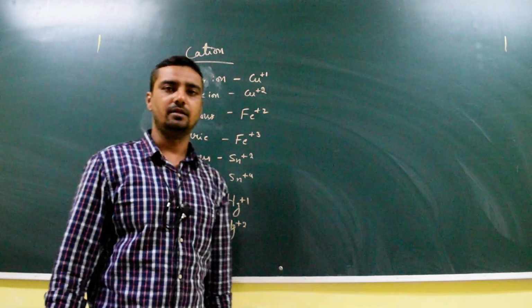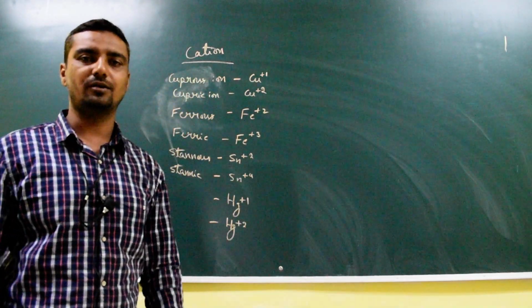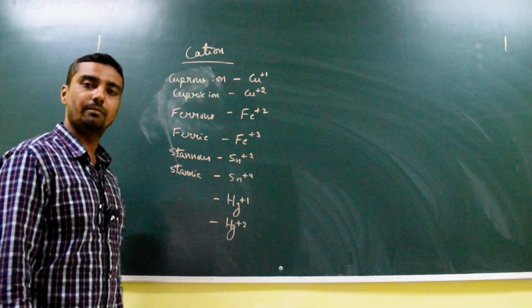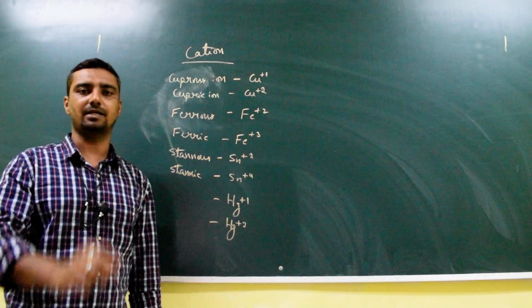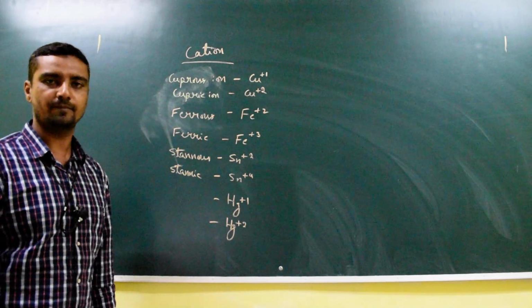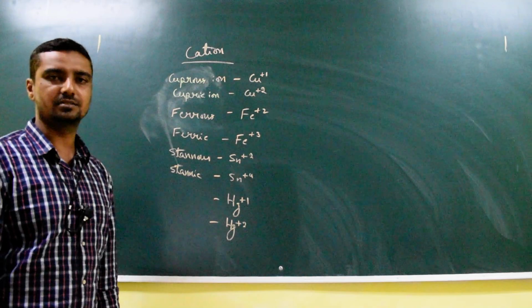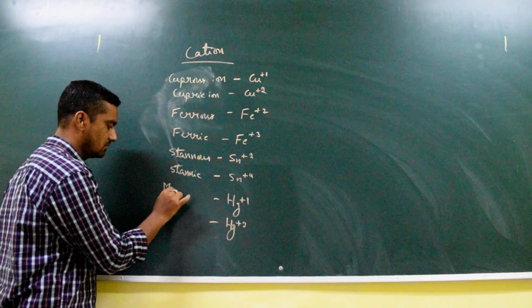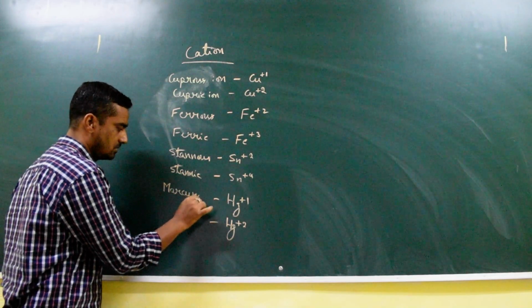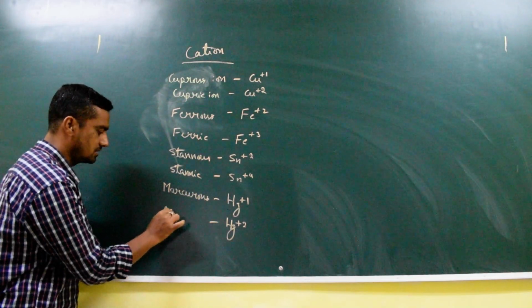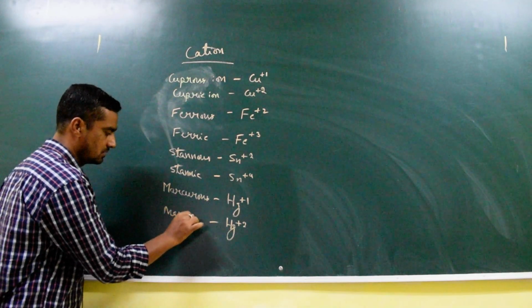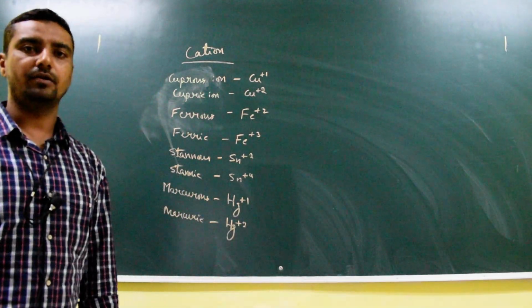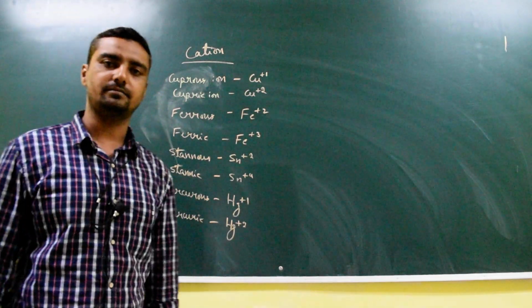One more: Hg+1 and Hg+2, right? Hg is nothing but mercury. You have seen it in a thermometer. Mercury is the only liquid metal. Remember, it is the only metal which is liquid in state; almost all the others are solid. So this is mercurous and this is mercuric, right? It is a cation that exhibits multiple oxidation states.